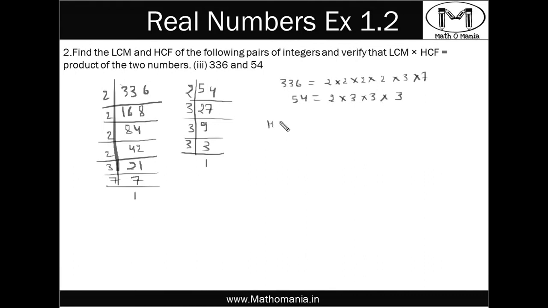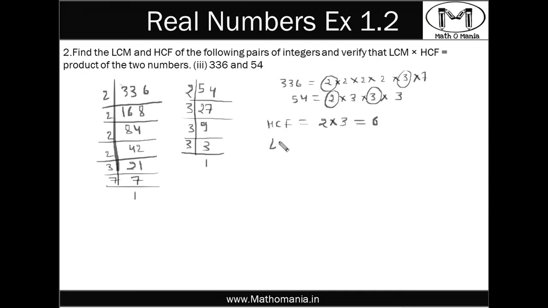Now first of all let us find out the HCF. HCF is the common term, and we have 2 common over here. We also have 3 common over here, right? So we can write the HCF to be 2 into 3. We write only the common terms, right? So the HCF is 2 into 3, that is 6.